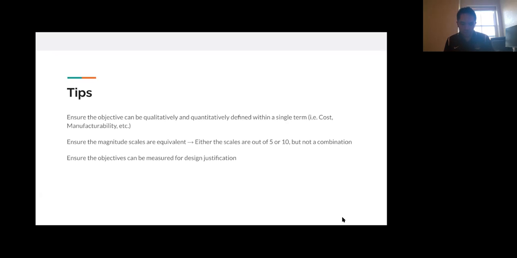And those things have to be equally measurable. One thing you need to ensure is the magnitude scales are equivalent. So again, I iterated this in the beginning: either the scales are out of a 5 or a 10, but not a combination. Otherwise the relationship breaks. And you must ensure the objectives can be measured for design justification, which is to say, we decided this because these alternatives do not satisfy our objectives, thus our justification for choosing this alternative.